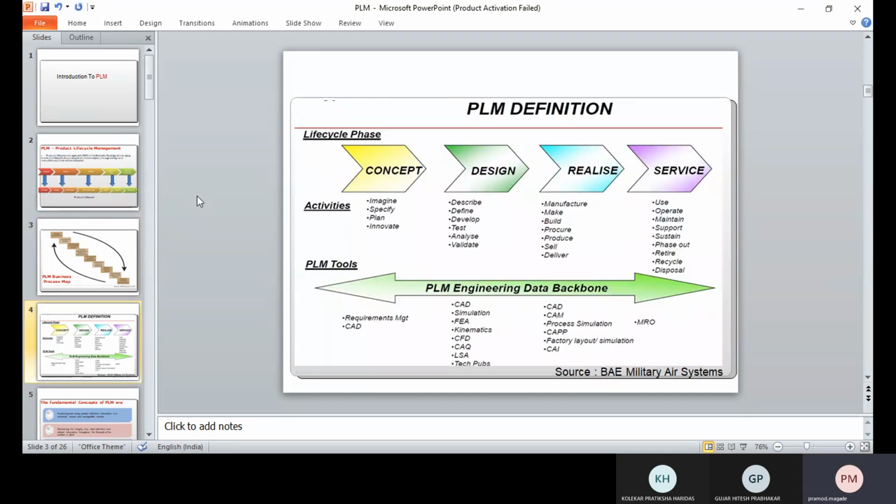Okay. Now this will be the same thing, but here what is important in case of PLM is that it is totally software based, in which we can use CAD, simulation, FEA, kinematics, CFD analysis, LSA. So we'll have to use many software, through which we can manage the product life cycle. Correct? So this also you can draw. Same thing: concept, design, realize and service. Each and every parameter they have mentioned in bullet points. So this is also important, write this down. PLM backbone is totally related with the software.